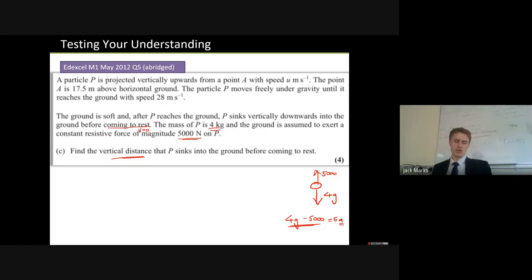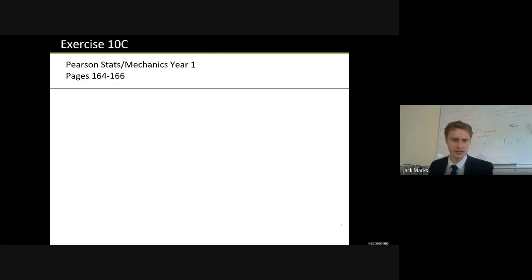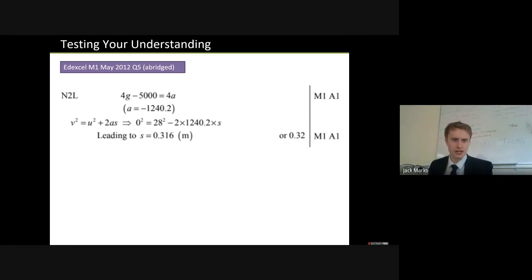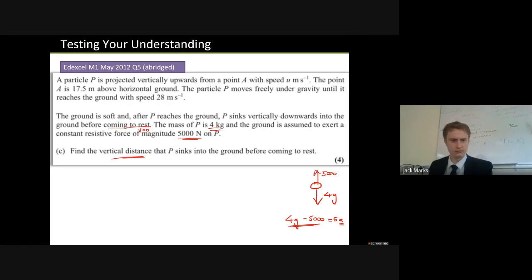So it should have some sort of acceleration here. Let's take a look. So 4g minus 5,000 equals 4a. Oh, sorry, that's my mistake. It's 4 kilograms. Now, you're going to get a number here that I would expect to be a negative number. Why is it negative? Well, I've taken downwards to be my positive direction, and it's sinking into mud. So you threw the thing, it's traveling, it's traveling, it's traveling. Well, when it gets into the mud, it's going to slow right down. So it's going to decelerate. It's going to be a negative number.